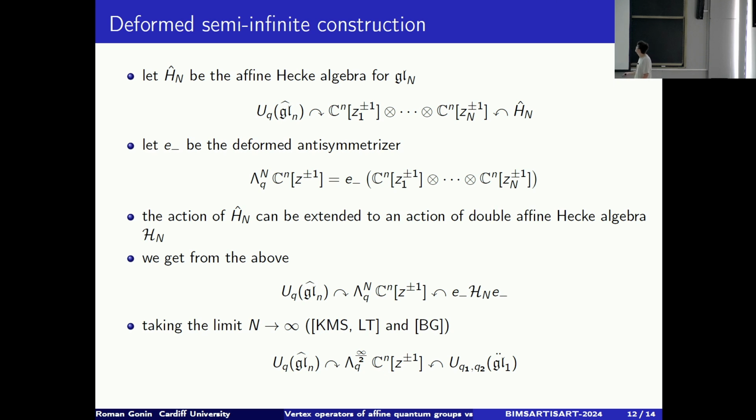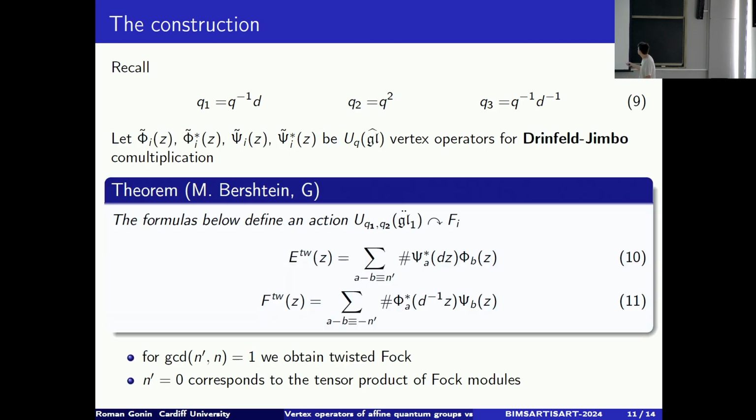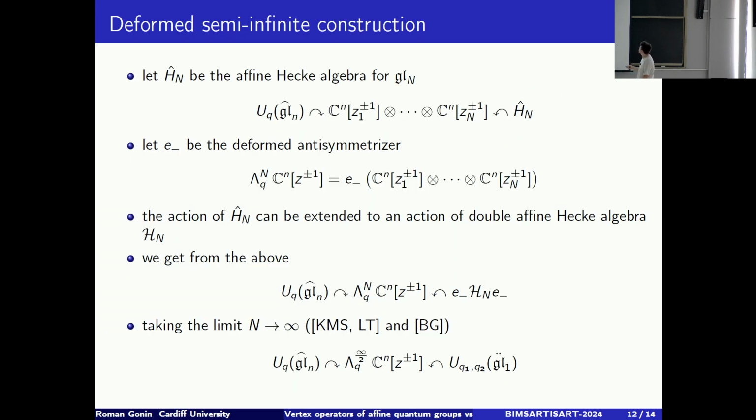Yeah, and the important point: these are operators for the Drinfeld-Jimbo comultiplication if we are interested in any n prime. If n prime does not equal 0, for some reason we can't take just the Drinfeld coproduct. There are no formulas where E and F are just exponentials. It's complicated. Okay, so how did we prove this theorem?